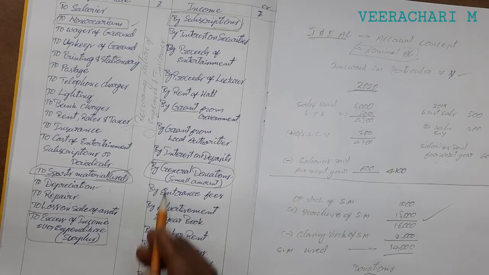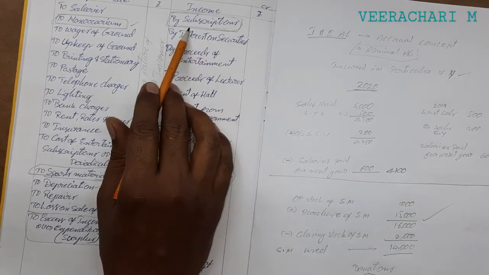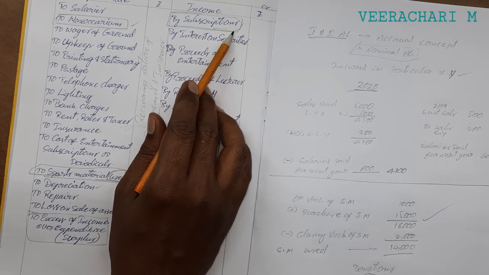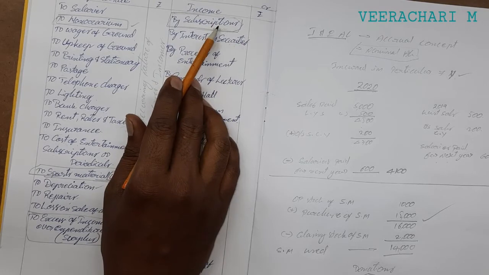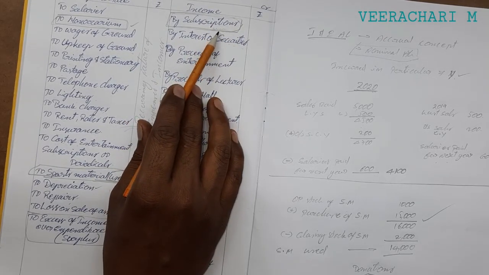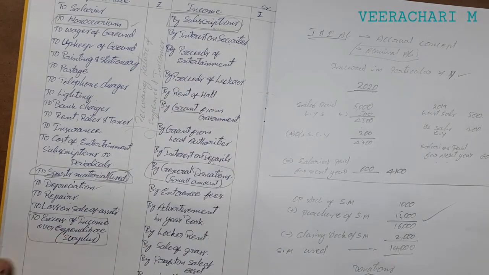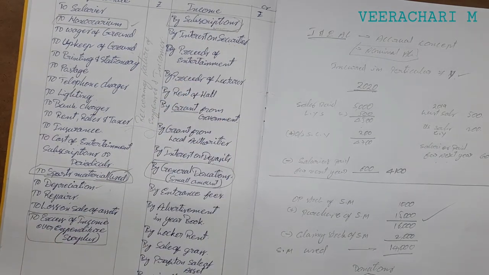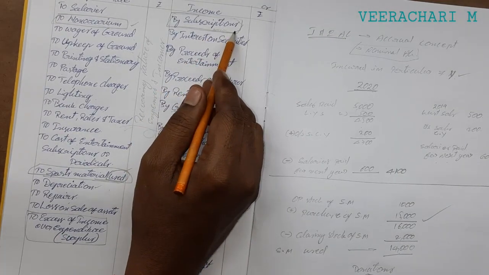There are also subscriptions. For the subscriptions amount, we will discuss later how to compute subscriptions and credit them to the income and expenditure account. We will discuss that last, after the discussion of the balance sheet and so on. Or I will make a new video again on these subscriptions.